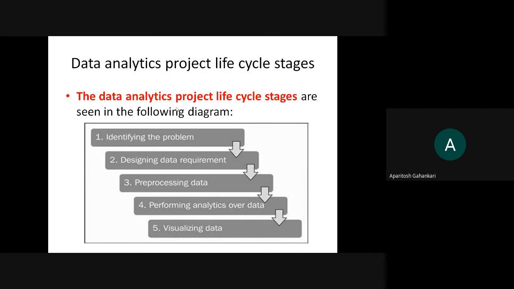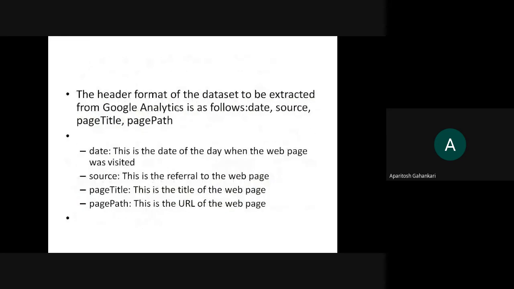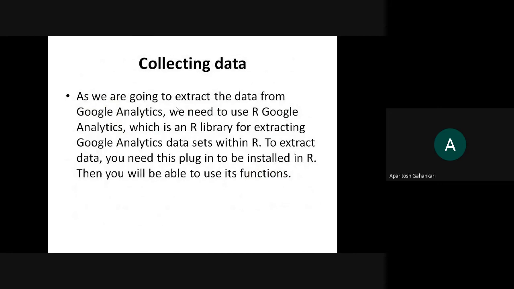So we are quietly moving towards step 3, that is pre-processing of the data. For that purpose, we are going to rely on the R library which is there to deal with the Google Analytics data. To extract data, you need this plugin to be installed in R, and then you will be able to use these functions. You need to install them, and by installing those plugins in the R environment, you will be able to use the Google Analytics data in the form of functions which are readily available in the R language.